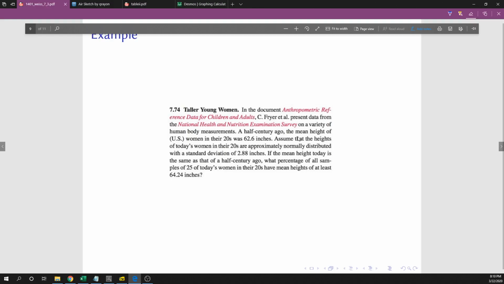All right, it says a half century ago, the mean height of women in their 20s was 62.6. So 50 years ago, the mean height of women in their 20s was 62.6 inches. Now today's women, right? It says in their 20s are approximately normally distributed with a standard deviation of 2.88.